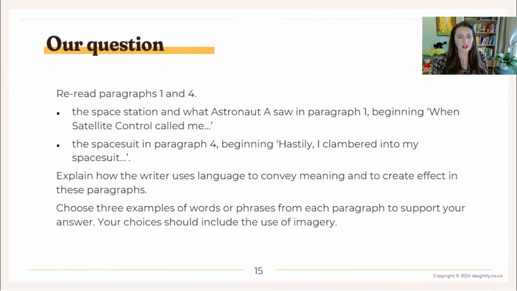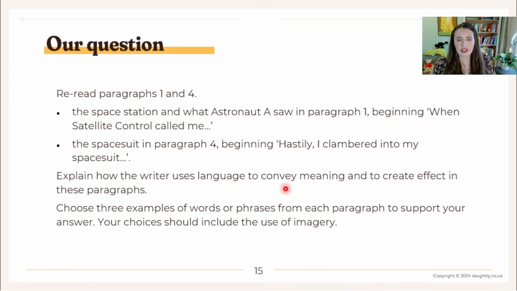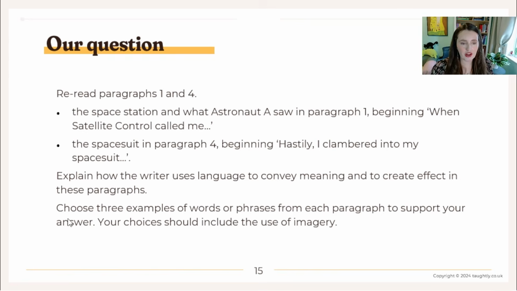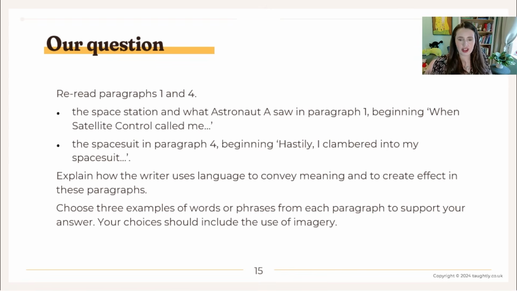Now we are going to have a look at a question and a full mark student response. First of all, the question. The question says, reread paragraphs 1 and 4. The space station and what astronaut A saw in paragraph 1, beginning when the satellite control called me. The spacesuit in paragraph 4, beginning hastily I clambered into my spacesuit. Explain how the writer uses language to convey meaning and to create effect in these paragraphs. Choose 3 examples of words or phrases from each paragraph to support your answer. Your choices should include the use of imagery. So we're looking for imagery, we're looking for powerful words, we're not looking for techniques, right? We're looking for things that create this imagery and create an effect in our 2 paragraphs.